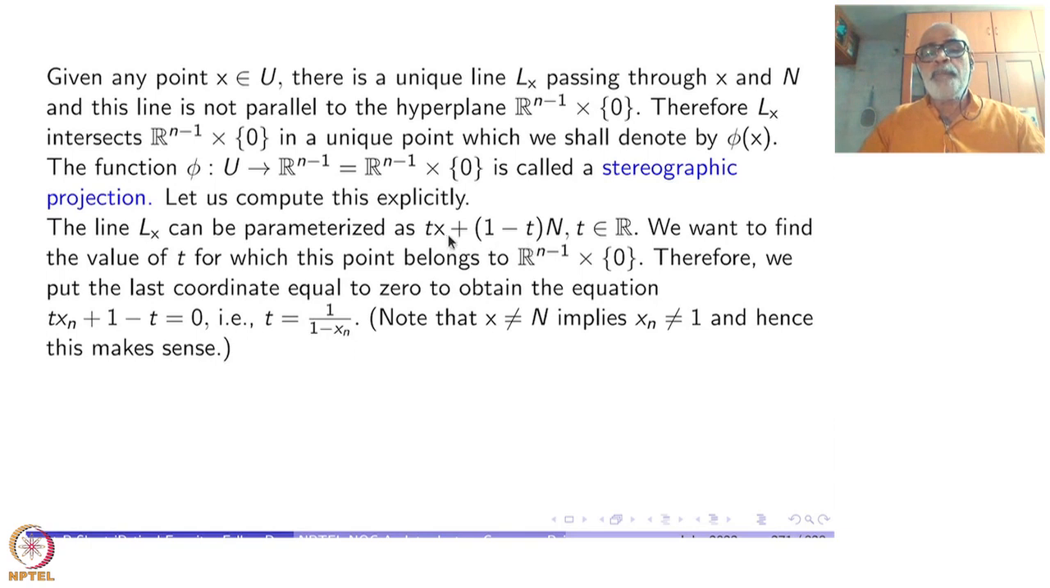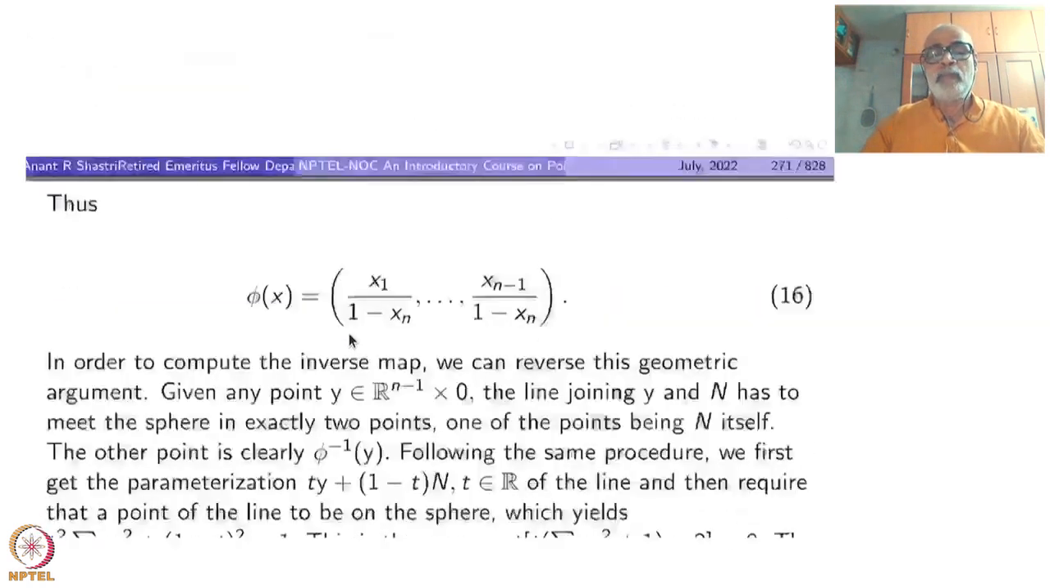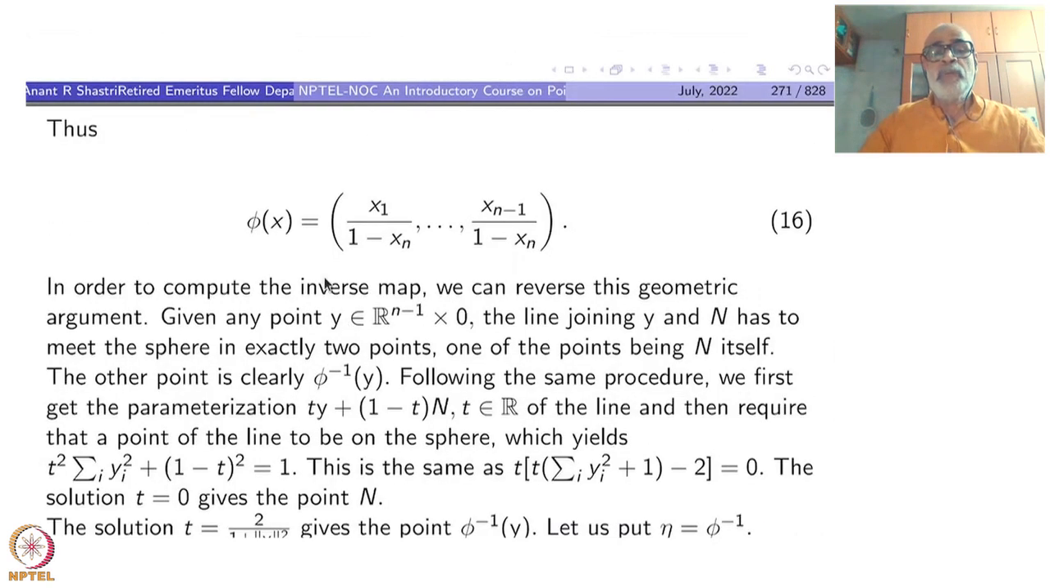Okay, now go back here, put t equal to 1 divided by 1 minus xn. You precisely get the value of phi x. Therefore, phi x is nothing but the first coordinate divided by 1 minus xn, the second coordinate divided by 1 minus xn, and so on, the last coordinate x n minus 1 divided by 1 minus xn. So all coordinates divided by 1 minus xn. The nth coordinate is 0, so I don't have to write it. This is a point of R n minus 1. If you want to write R n minus 1 cross 0, then you have to put the last coordinate 0.